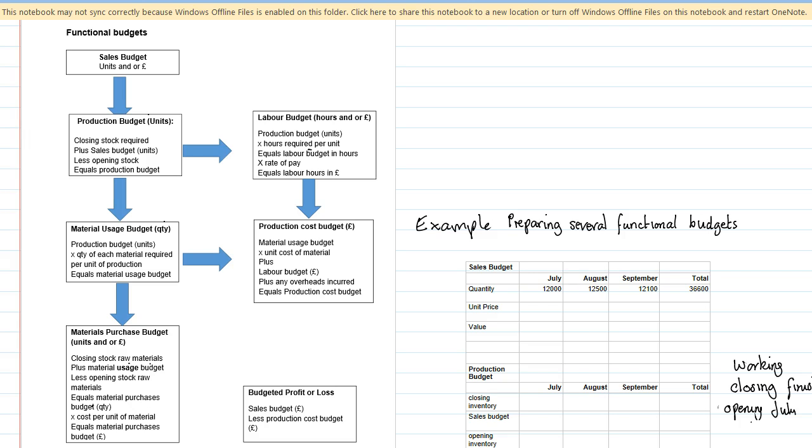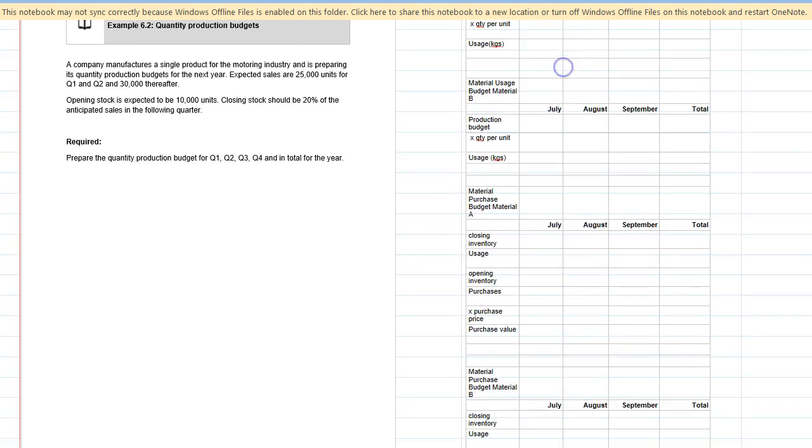Welcome back. We're still looking at functional budgets, but this question is going to be more complicated, where we won't just prepare the sales budget and the production budget, but we'll move on and look at our raw material budget in quantities, and then material purchases, what we're actually going to buy. We'll use our production detail of units to work out how much labour that we need, given the rate of pay, what the cost will be, and then pull in all that cost information into a production cost budget.